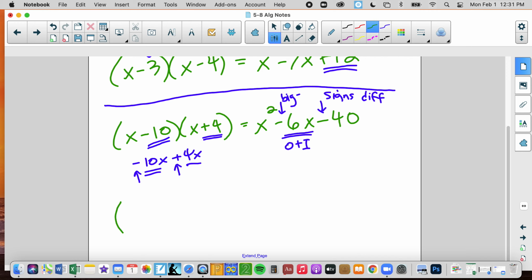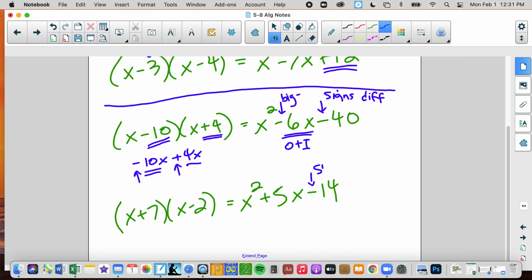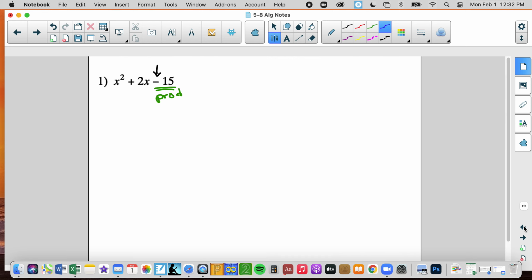If we had something that looked like this, that would produce x squared plus 5x minus 14. Again, notice that this second sign is negative, and that tells me that my signs are different. Since this is positive, I know that I have more positives than negatives. I had positive 7x minus 2x. I got 7 positives and 2 negatives, so I'm going to have leftover positives. So let's go back here.